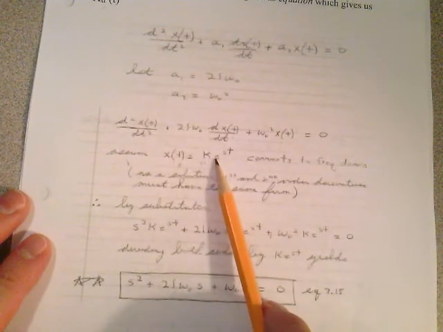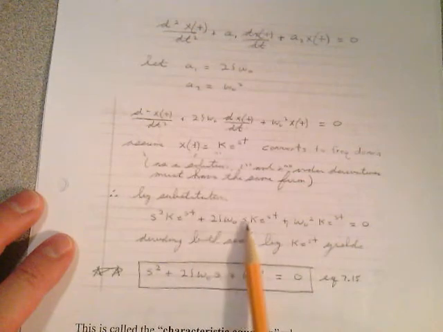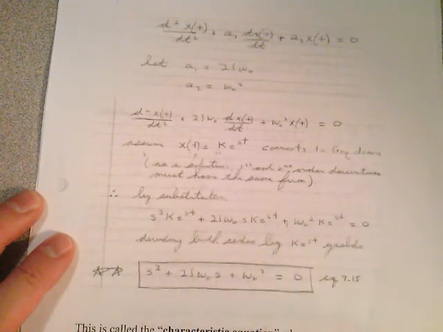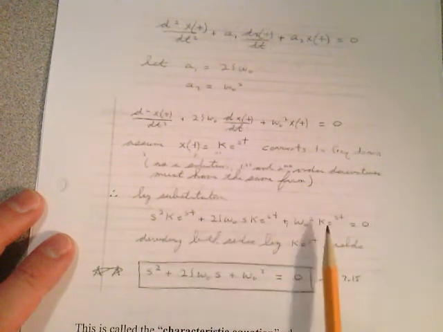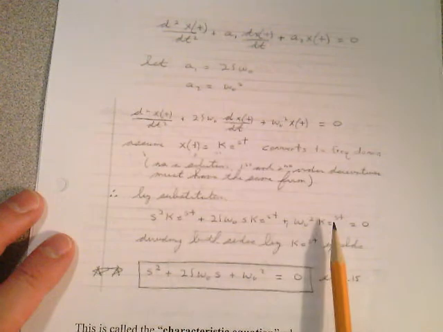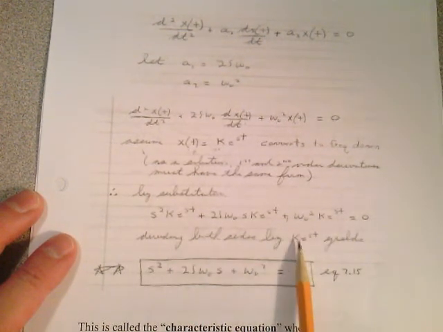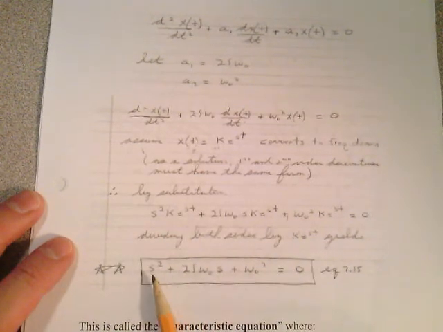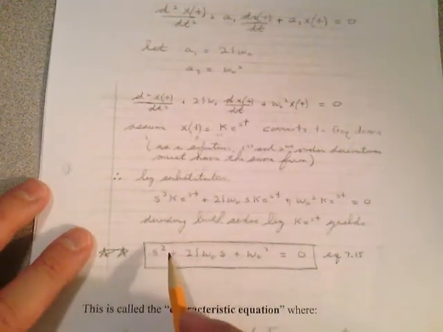Making that substitution into this equation here, we get this. We still end up with the Ke to the st on each one of these: the second derivative, the first derivative, and then the function itself out here. Well, that turns out to be perfect because we can divide both sides by Ke to the st. They cancel here, and you end up with just s squared plus 2 zeta omega 0 s plus omega 0 squared equals 0. That is an extremely important equation.